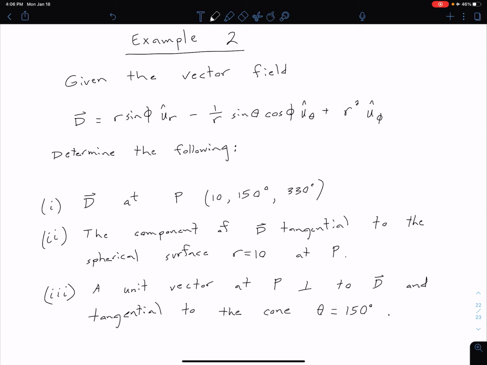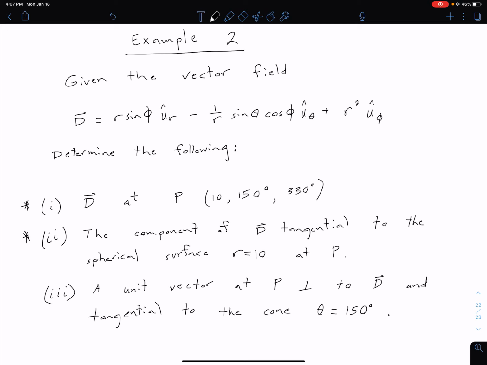So for all parts, we're given this vector field D, which is defined as shown here: r sine of phi in our r direction, 1 over r sine theta cosine phi in our theta direction, and r squared in our phi direction. And we want to determine the following. First, in this video, we're going to find the value of our vector D at some point, which is given as 10, 150 degrees, 330 degrees. And we're going to see that's as simple as just plugging in values. And then second, we want to find the component of D tangential to the spherical surface r equals 10 at point P from part 1.